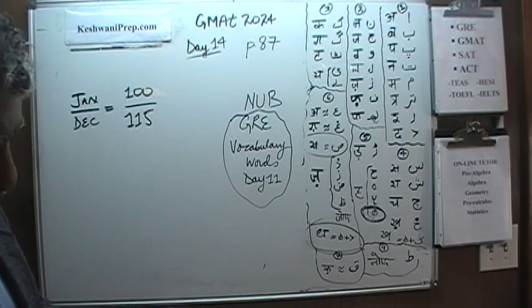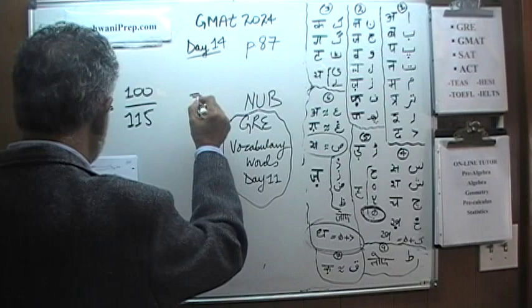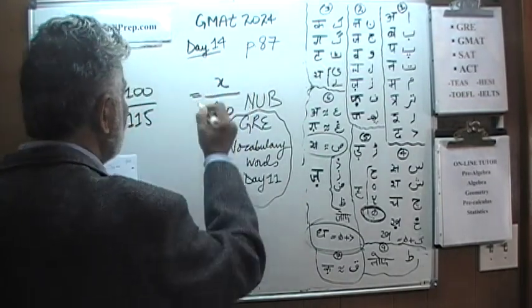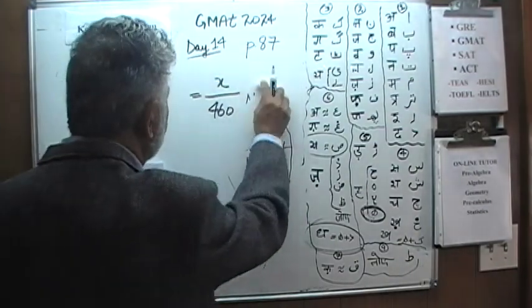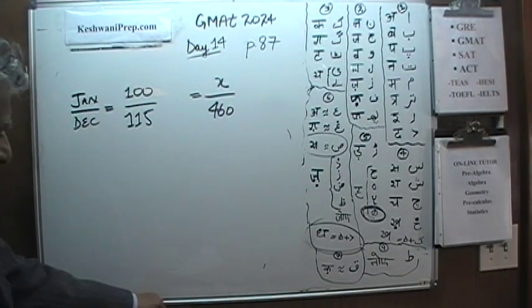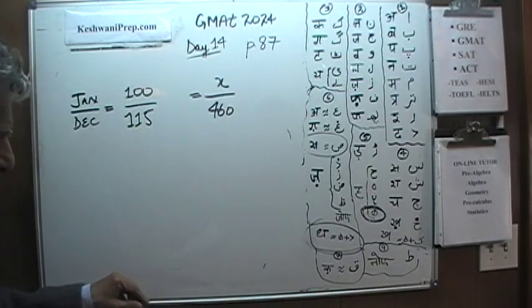But as we both know, that is not the case. That is not the reality. The reality is that in December, they had 460. So we have to figure out what goes up there that will satisfy this thing. If we solve this equation, we can figure out a value that will maintain this ratio. That's one way of doing this thing. We cross multiply, solve for x. We'll do that in a second.